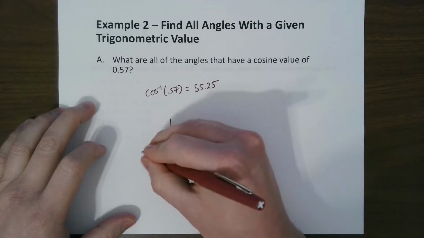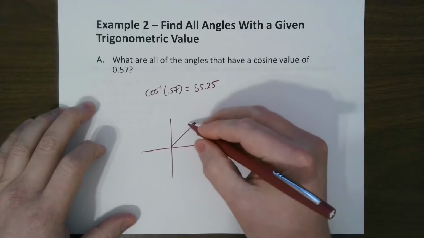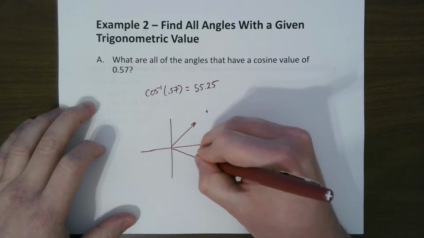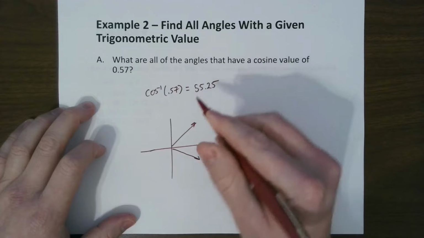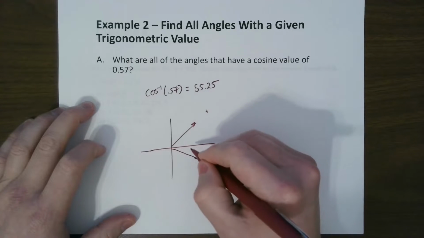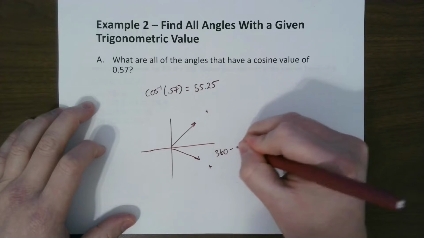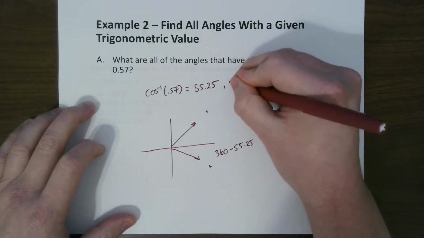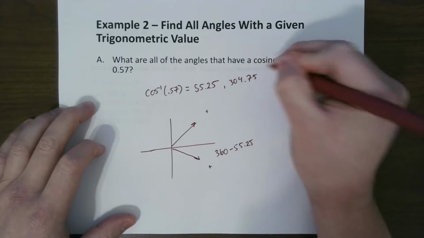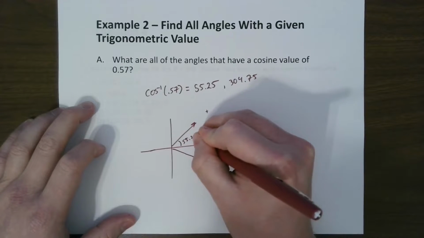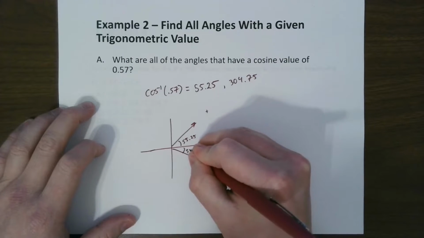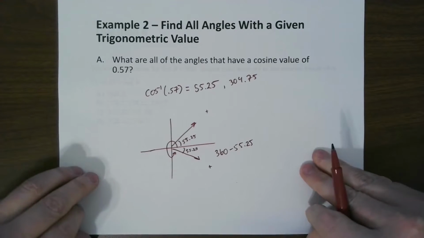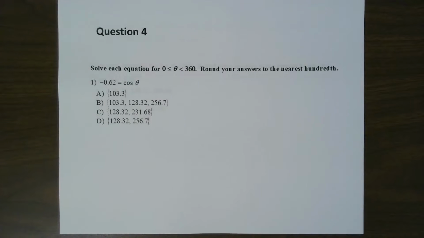0.57 is positive. Now, since cosine has x is positive here, cosine's positive here, and here, we have to find this angle too. And the way we do that is we just take this as a reference angle, so we just go 360 minus 55.25. And if we do that, we get 304.75. So this angle right here is 55.25. This angle here is also 55.25. So I just subtracted from 360 to find that. I use it as a reference angle, if you will. Go ahead and try this problem.